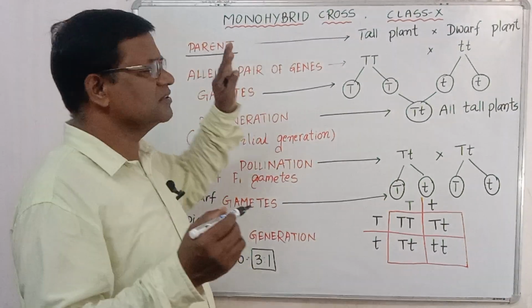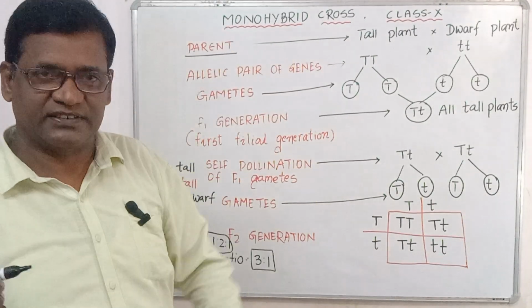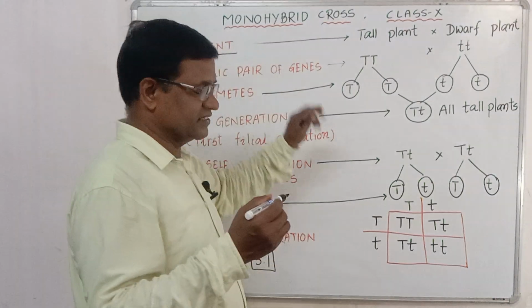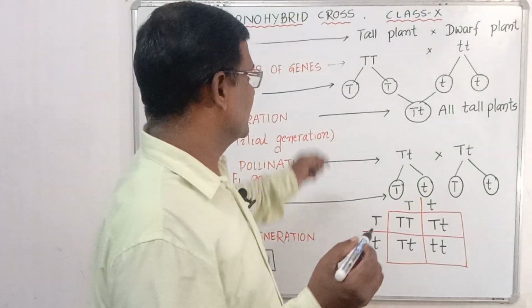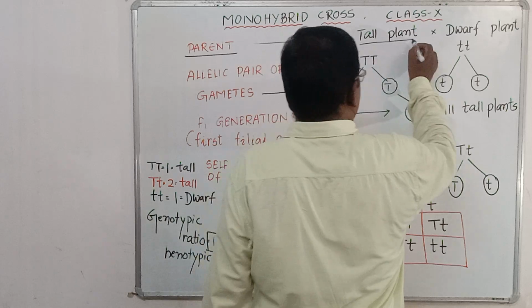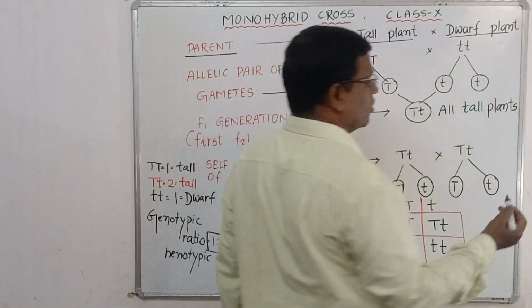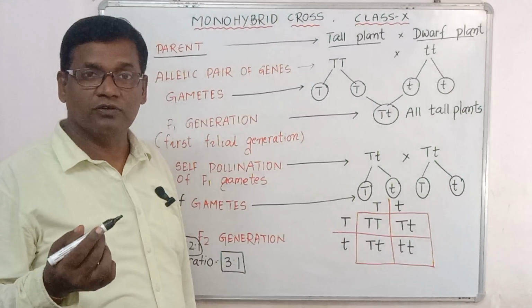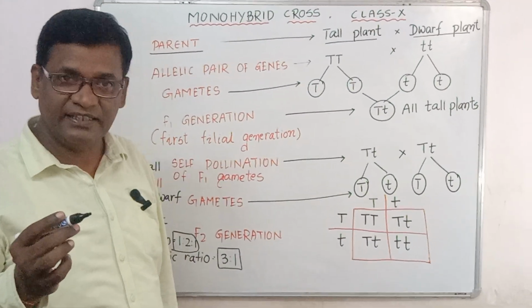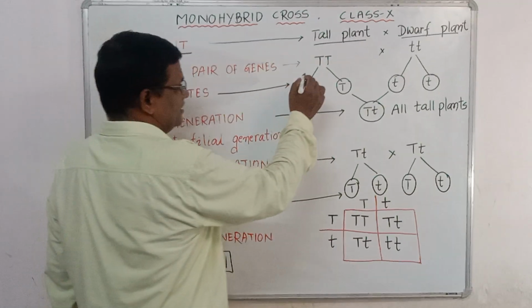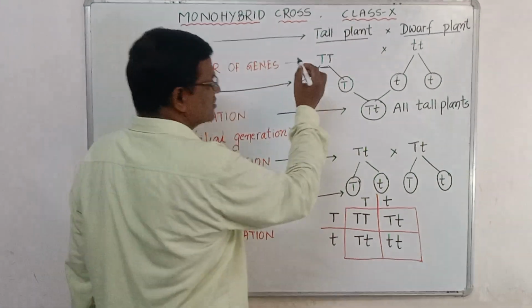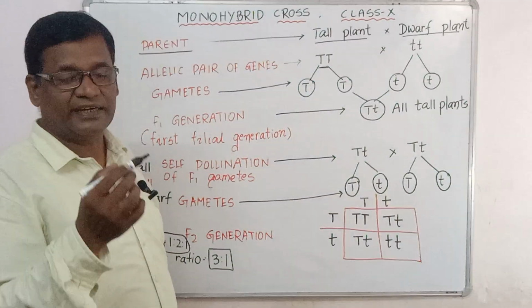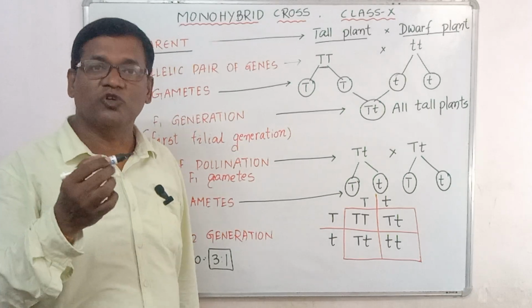The parents means consider it is your grandfather generation. In the grandfather generation, what do we take? We take the tall plant and we take the dwarf plant. Tall plant means what? Why do you represent it as TT? You can write BB also, no? No. Why are you writing TT? Because if you write this TT, capital T means it is tall. Because when you are writing the capital letter, it is a dominant character.